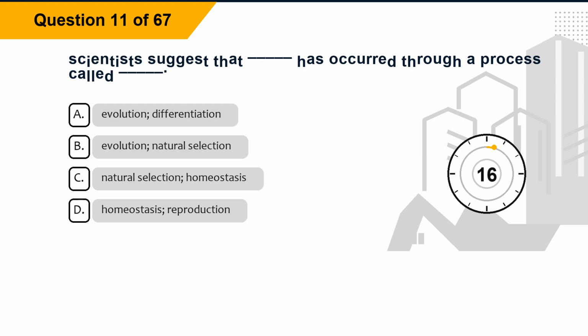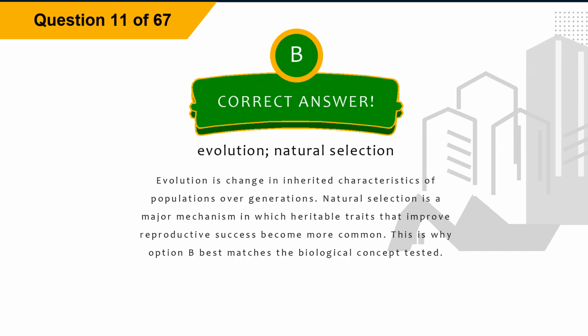Question 11. Scientists suggest that blank has occurred through a process called blank. Option A, evolution, differentiation. Option B, evolution, natural selection. Option C, natural selection, homeostasis. Option D, homeostasis, reproduction. The correct answer is option B, evolution, natural selection. Explanation: evolution is change in inherited characteristics of populations over generations. Natural selection is a major mechanism in which heritable traits that improve reproductive success become more common. This is why option B best matches the biological concept tested.